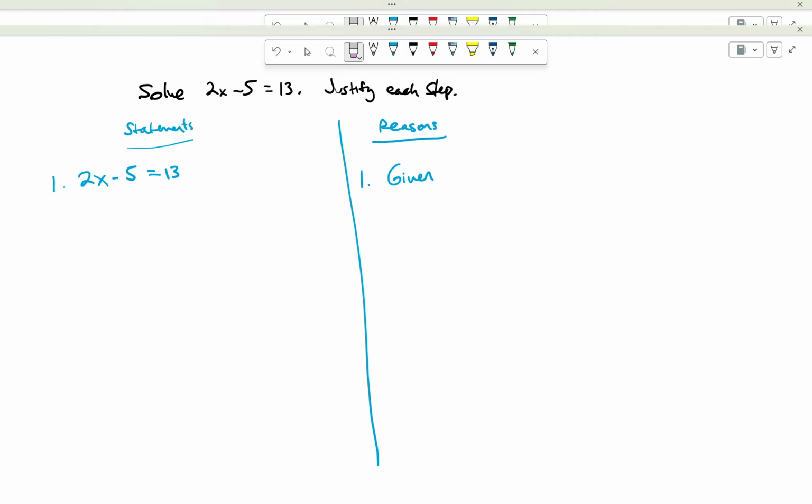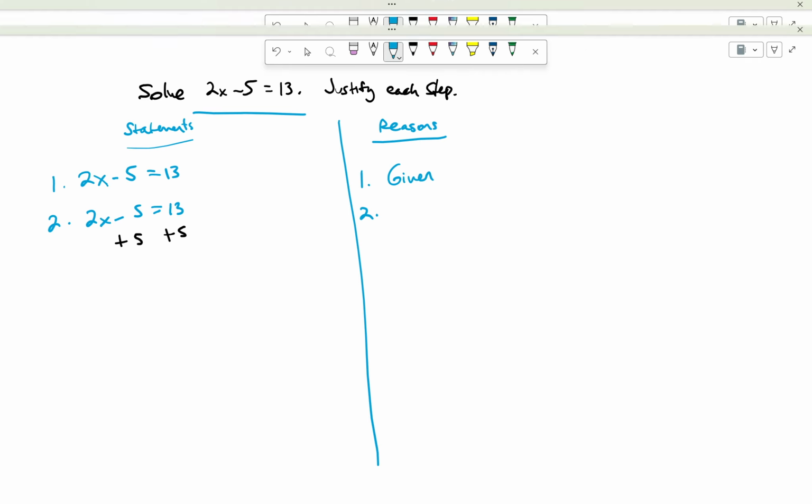So that's how we start. So let's work backwards. The reason is given, and then we know what our given statement is, which is 2x minus 5 equals 13. So how would we solve this, right? We're going to take our original equation, 2x minus 5 is equal to 13. And then our first step is that we need to add 5 to both sides.